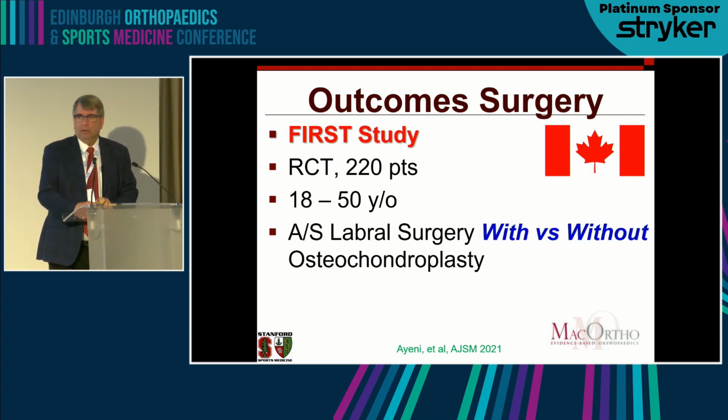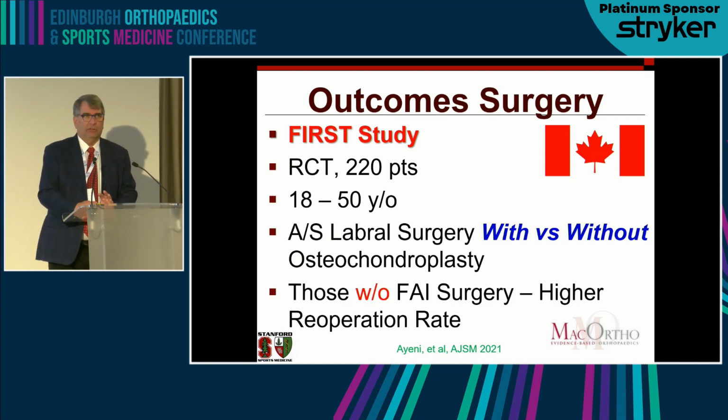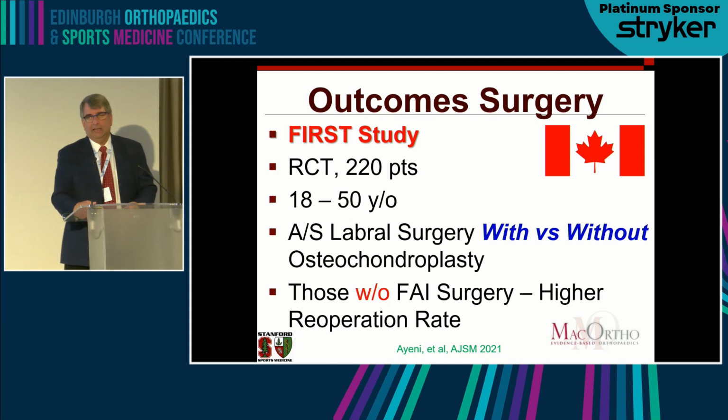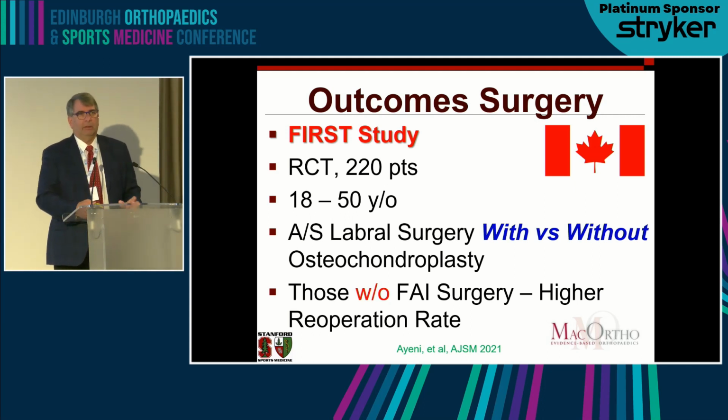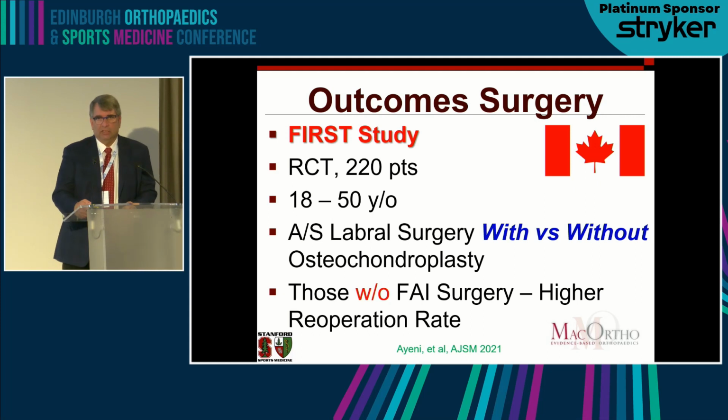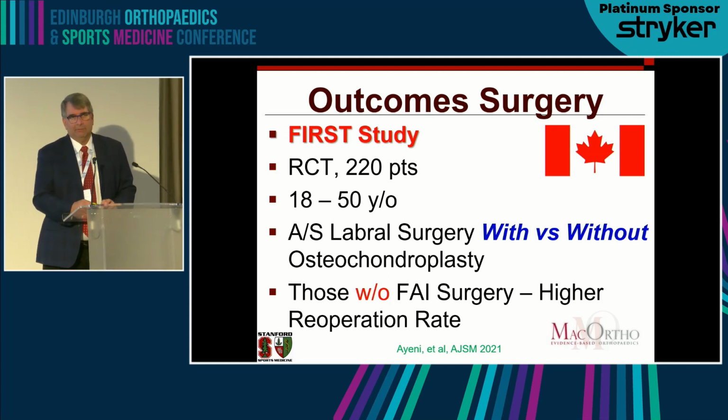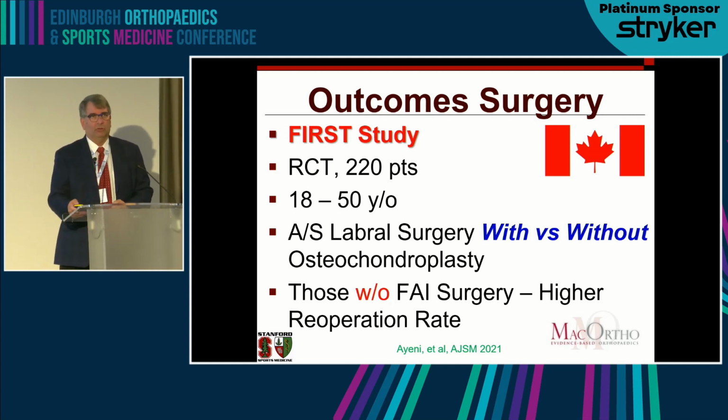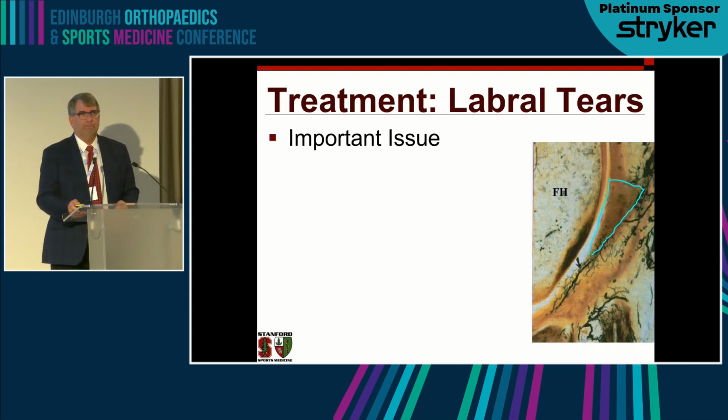Half the group got arthroscopic labral surgery, generally a labral repair with some debridement, and half the group got it with a CAM resection. The other half did not have an osteochondroplasty, so just the labral surgery itself. Those that did not have the FAI surgery had a higher reoperation rate. They both did well initially for the first 6 months to a year, but at 2 years, a lot of those patients that only had the labral surgery and did not have the CAM resection ended up coming back for more surgery because of persistent symptoms.